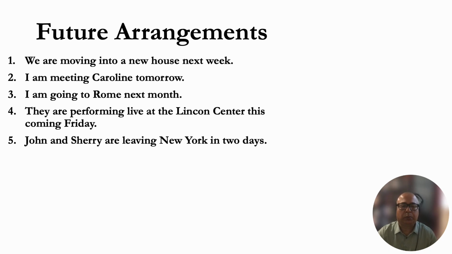The third situation in which the present progressive tense is used is to refer to future arrangements. We're moving into a new house next week. I'm meeting Caroline tomorrow. I'm going to Rome next month. They're performing live at the Lincoln Center this coming Friday. And John and Sherry are leaving New York in 2 days. Okay, so I hope this is clear to you. We'll still use the present progressive tense even when the action is not happening right now.